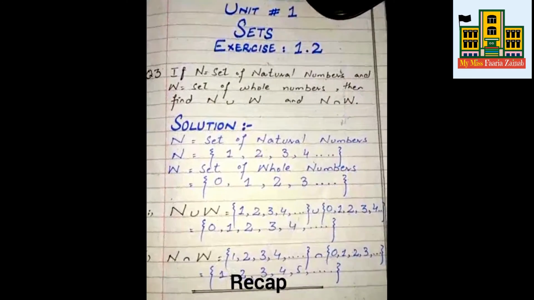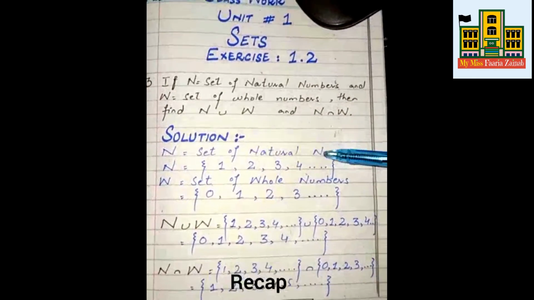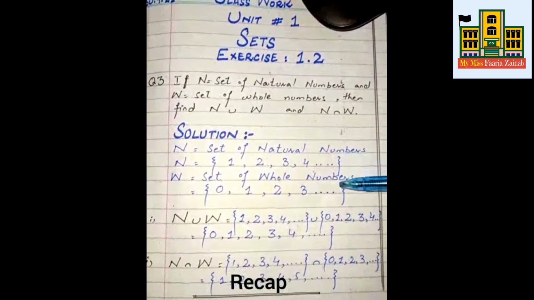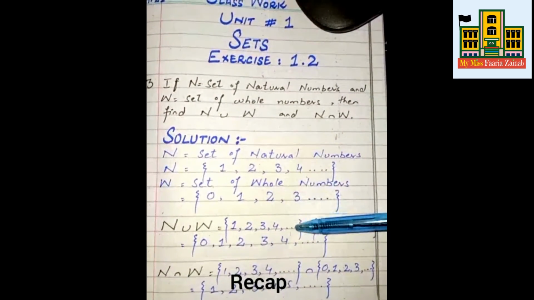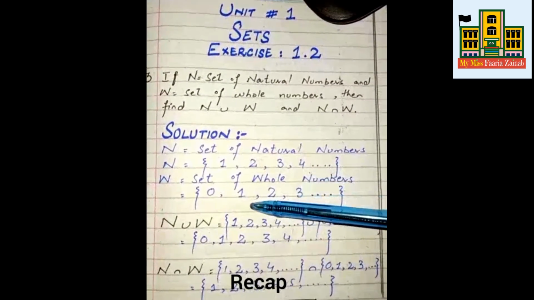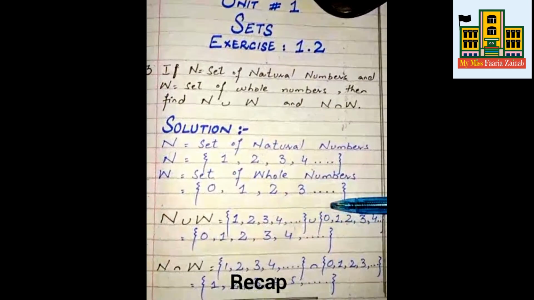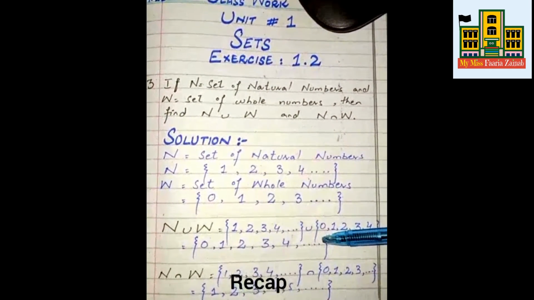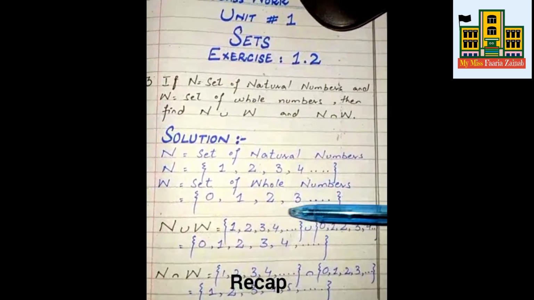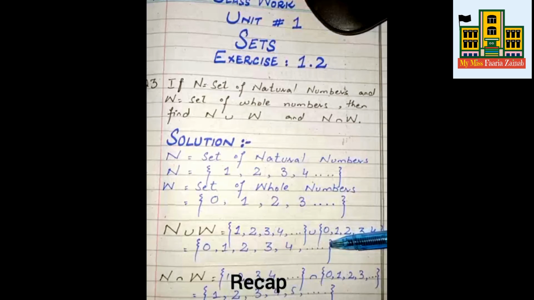Dear students, previously we have studied how to take the union of two or more sets. For example, if we have a set of natural numbers and a set of whole numbers, and we have to take the union of natural numbers and whole numbers, then we will write the set of natural numbers, the sign of union, and then the set of whole numbers. And we know that in a union we have to write all the members of every set only once.